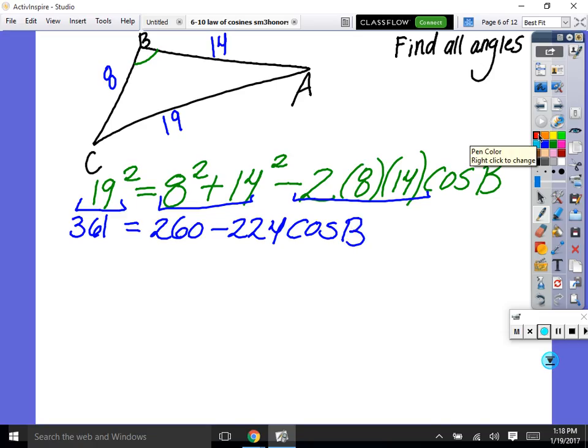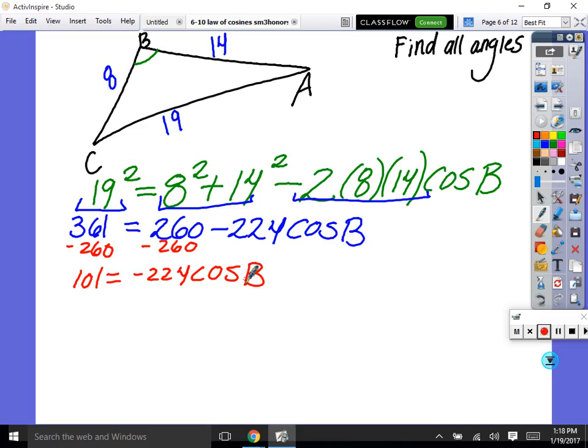Now let me tell you what a regular student does a lot of times. In a regular class, this is what we see: students go like that, and they combine them. No, right? We would never do that. Okay, good. That would be incorrect because it's multiplied to that. So now we would subtract 260 from both sides. So what we're going to have here is 101 equals negative 224 cosine of angle B.